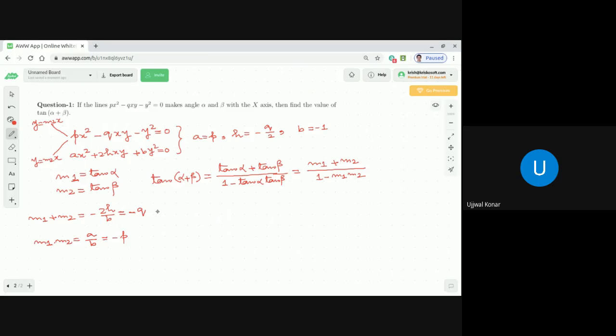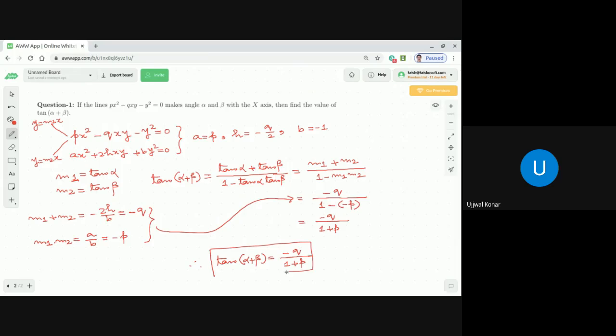Now if we apply these two values here, then what are we going to get? M1 plus M2 is equal to minus q by 1 minus of minus b. That implies we are getting the value of tan of alpha plus beta is equal to minus q by 1 plus b. So the value of tan of alpha plus beta we get is minus q divided by 1 plus b. Never hesitate to let me know if something is not clear.